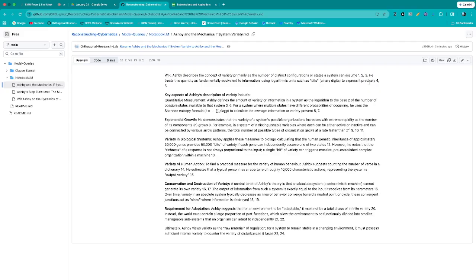So then it highlights variety in biological systems. Ashby applies his measures to biology, calculating that the human genetic inheritance of approximately 50,000 genes provides 50,000 bits of variety if each gene can independently assume one of two states. However, he notes that the richness of a response is not only proportional to the input. A single bit of variety can trigger a massive pre-established complex organization within a machine. So this is, again, applying his idea of variety to a real-world system.